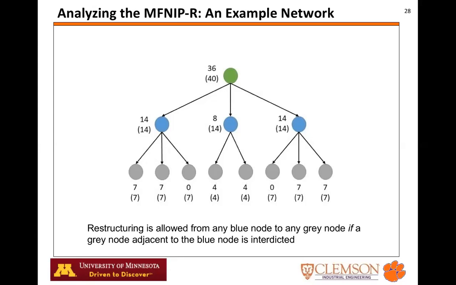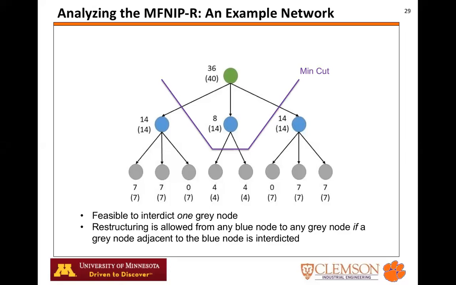What I want to highlight here is where the min cut currently occurs in the network. We see that the left blue node and the right blue node are both saturated. And the two gray nodes in the middle with capacity 4 are both saturated as well. So let's see what happens if we interdict just one gray node. And again, restructuring from any blue node to any gray node is a feasible reaction.